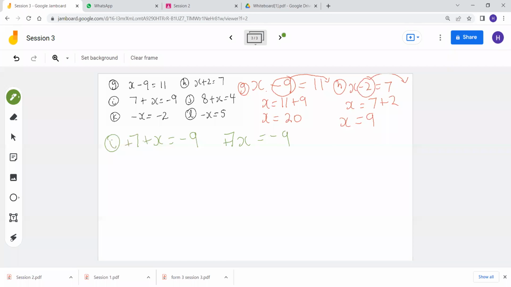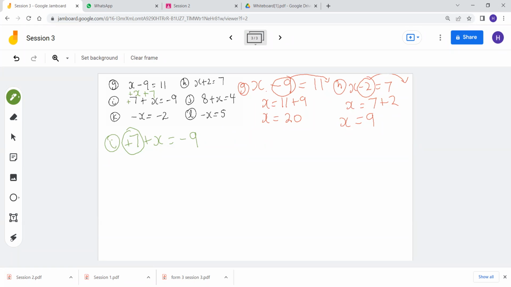This one is a little tricky, but we need to understand what operation has been done to x. x is being added to 7, not multiplied. This would have been multiplied by 7. So if x is being added to 7, watch: 7 add x is the same as x add 7. So you could write this as x add 7, right? Good.